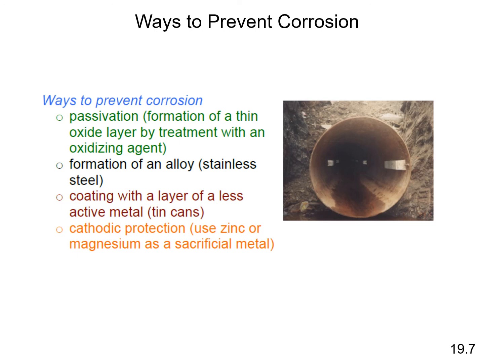Or we can have cathodic protection. So we use zinc or magnesium as the sacrificial metal. So we coat the layer with zinc or magnesium. What happens is the zinc and the magnesium would react first before the iron can undergo redox. So the zinc or the magnesium are considered as sacrificial metal, a protective layer. So these are some of the ways to prevent corrosion.